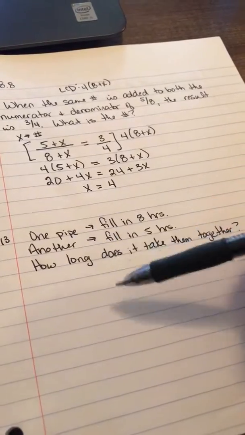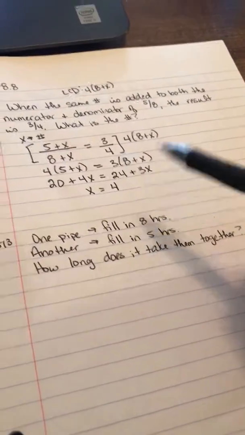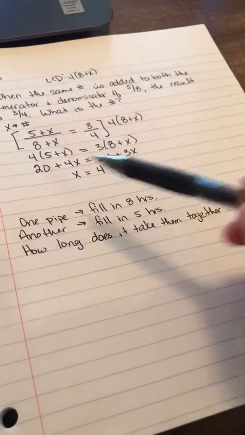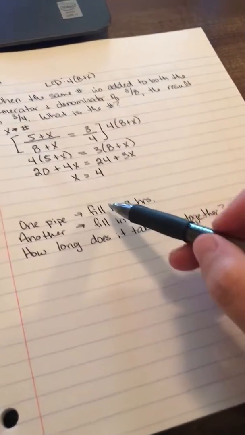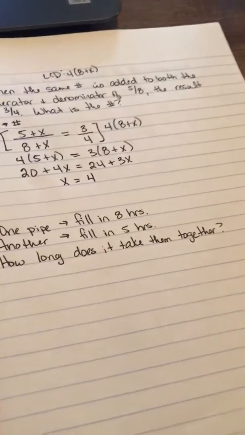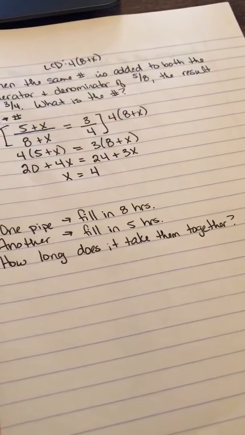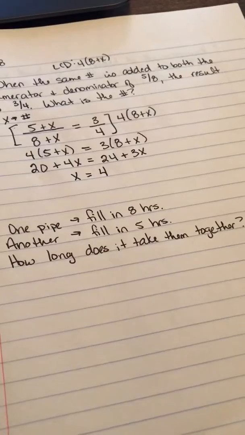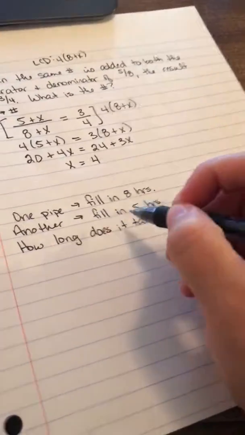For the next one, this is a work problem if you're working together. So for this particular one, one pipe fills up whatever it is we're talking about, I didn't write the whole problem down, in 8 hours, another does it in 5 hours, and so you want to know how long will it take them together. Sometimes this can get confusing.